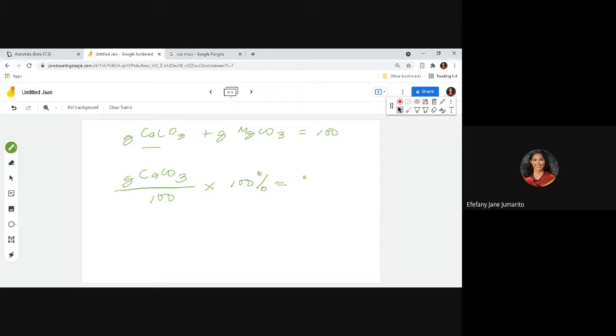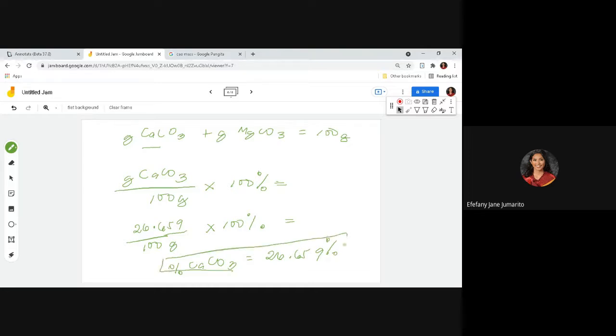So calcium carbonate is equal to, pila gaLing grams calcium carbonate? That's 26.659 divided by 100 grams, because the whole thing is 100 grams. Then you multiply that with 100%. So percent calcium carbonate is equal to 26.659%. So we have that one.